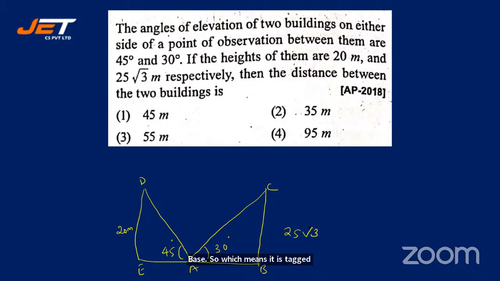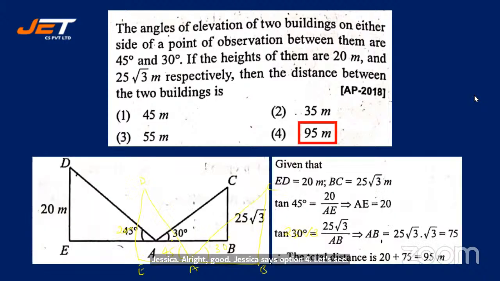Yes, quickly give me the answer so that we can go with the key. I can explain it for those who have not understood. Yes, Ramcharan, Veda. How about others? Yes, Jessica. All right, good. Jessica says option 4. Let's see. Yes, it is option 4, 95 meters.